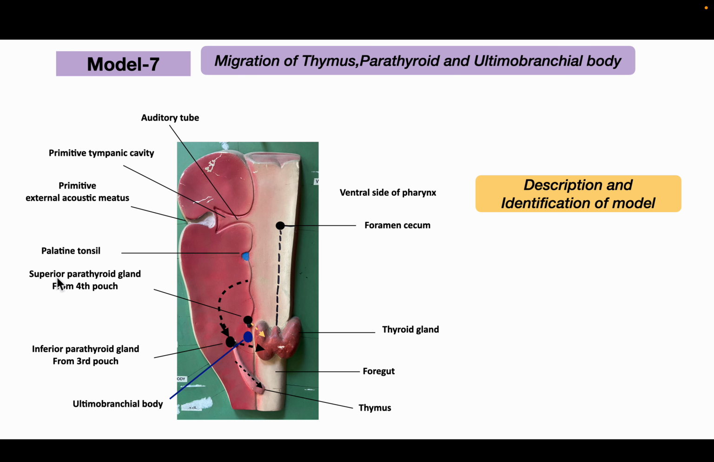Then the superior parathyroid arises from the fourth pouch, and the inferior from the third pouch. But due to migration, the inferior parathyroid along with the thymus migrates downward. So the names inferior parathyroid and superior parathyroid are given. Otherwise, the inferior arises from the third pouch, but the superior arises from the fourth pouch. Because of the migration, the names are given superior and inferior respectively. Then the ultimobranchial body is visible over here. So this is the model.